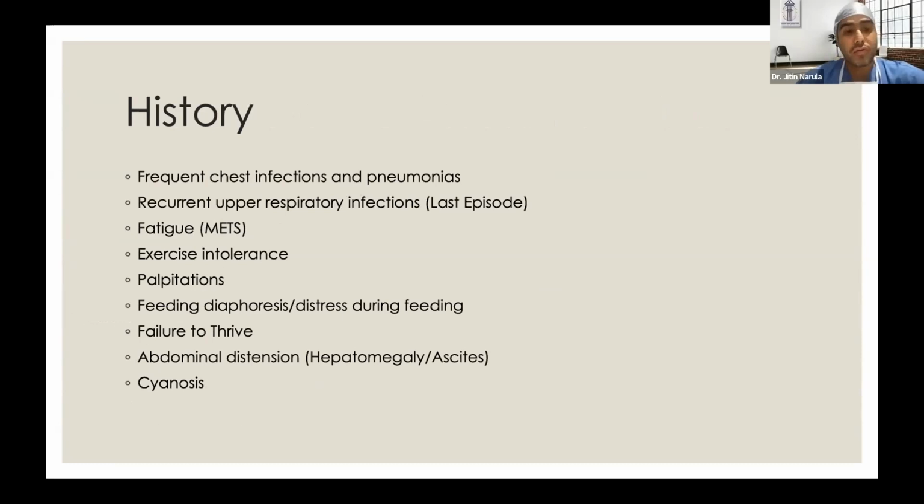So we go ahead with a detailed history. Very commonly encountered are frequent chest infections and pneumonias, recurrent respiratory tract infections. If they are present, we must document when was the last episode. These children usually complain of easy fatigability, exercise intolerance, palpitations. In children of lesser age, the parents usually complain of feeding diaphoresis or distress during feeding, which is secondary to decreased exercise tolerance, and they usually have failure to thrive. In advanced stage of disease, they may have abdominal distension, ascites, and cyanosis.